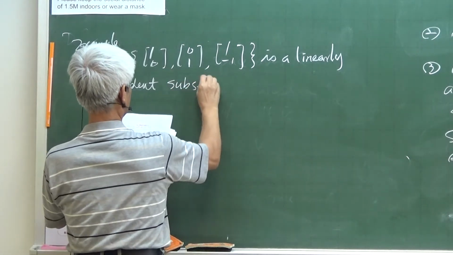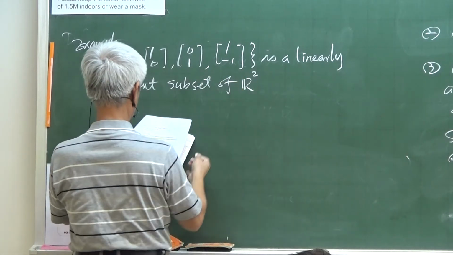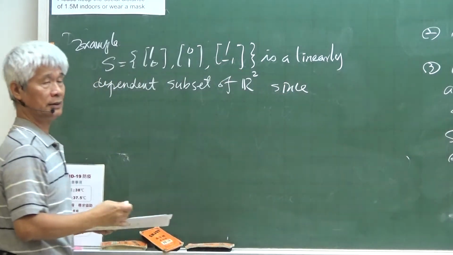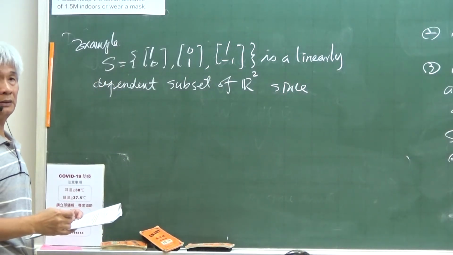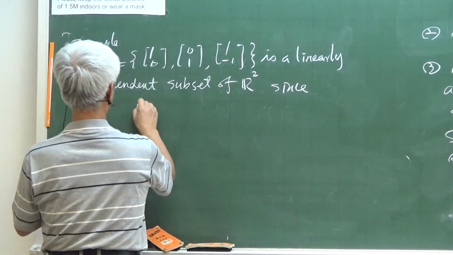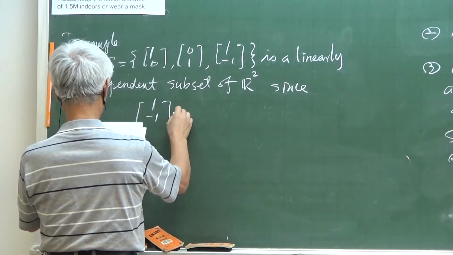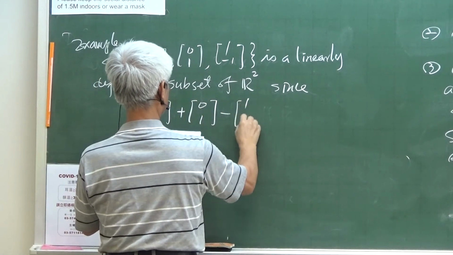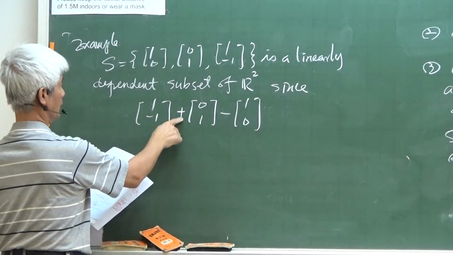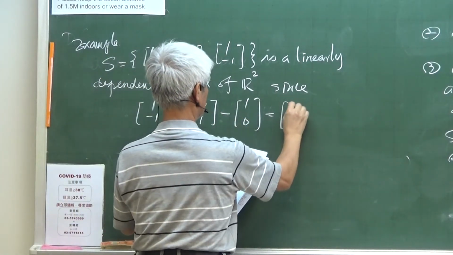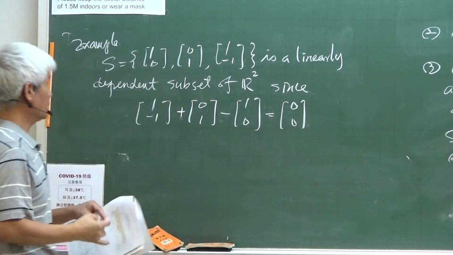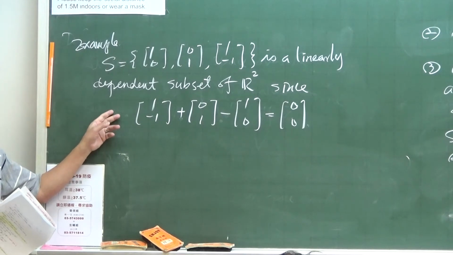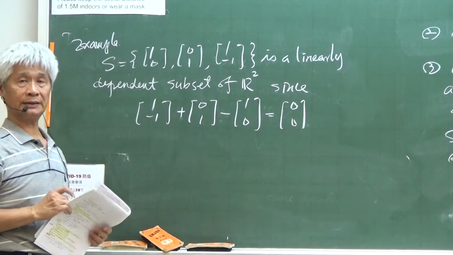Subset of R2. Why is this set linearly dependent? It's because when you add them together, 1 minus 1 is equal to 0, 0. So this is a non-trivial linear relation. Okay? A non-trivial linear relation. So this set is linearly dependent.